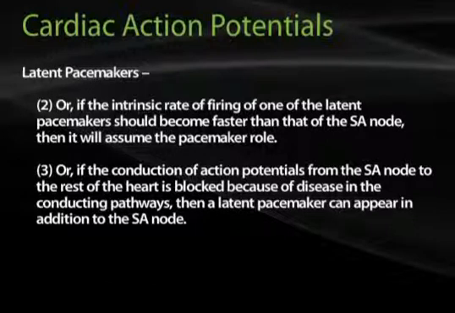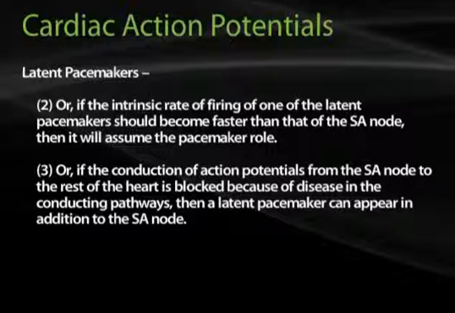Second, if the intrinsic rate of firing of one of the latent pacemakers should become faster than that of the sinoatrial node, then it will assume the pacemaker role. An example of this is post-cardiac surgery. Oftentimes, one of the junctional pacemakers seen in the bundle of His or in the Purkinje fibers will assume a faster heart rate than it normally would and takes over the pacemaker function of the heart. This is called a junctional tachycardia or an idiojunctional rhythm.